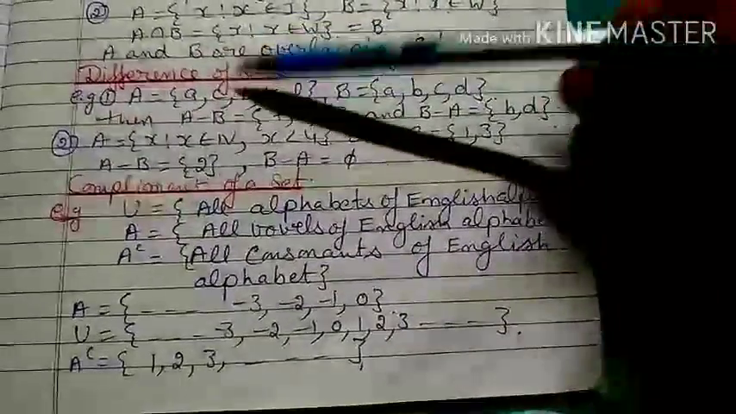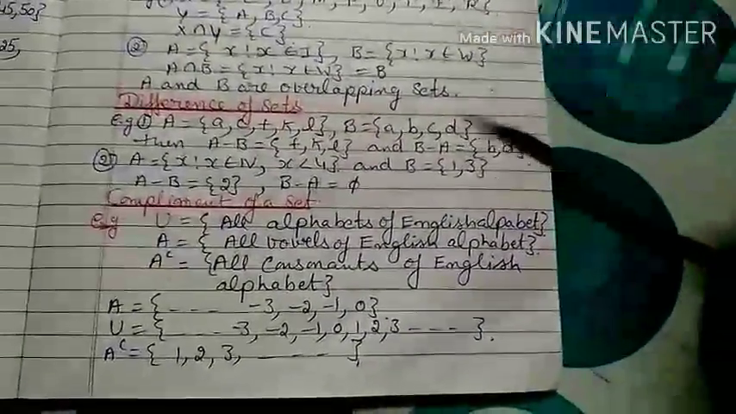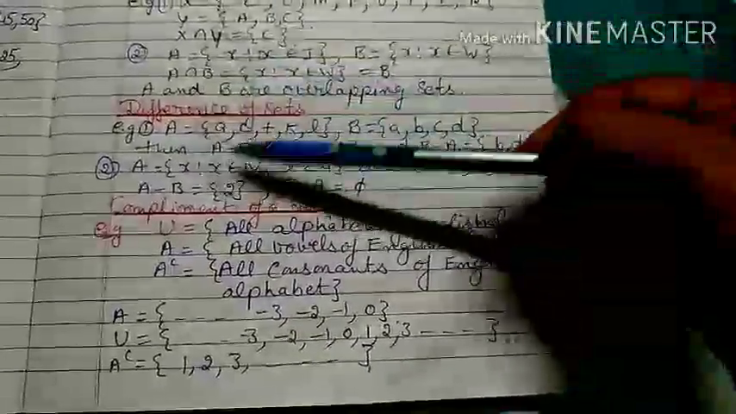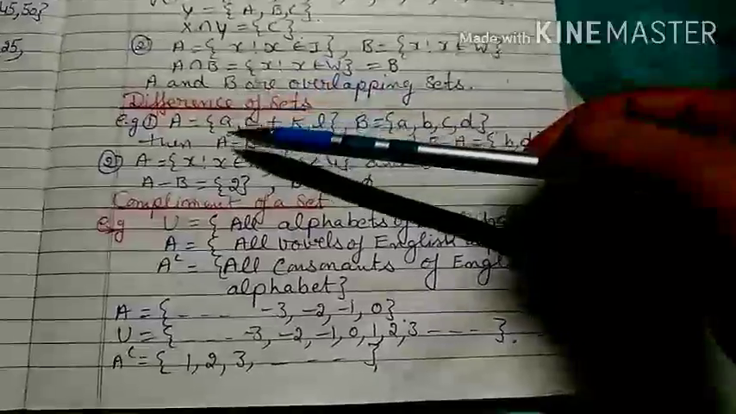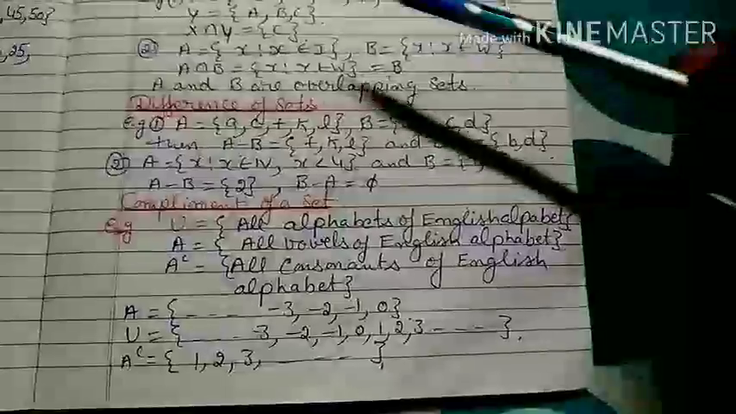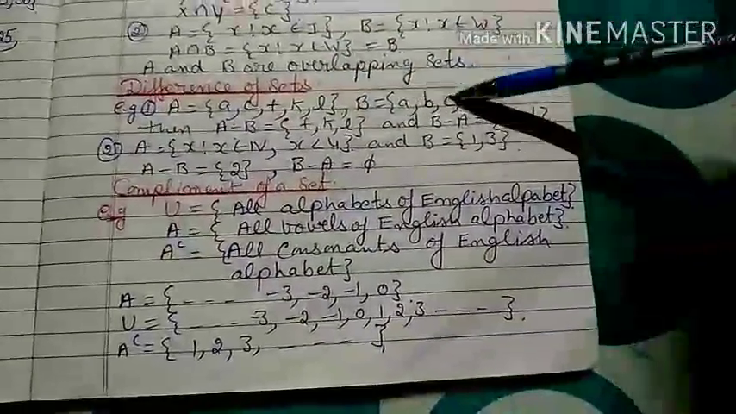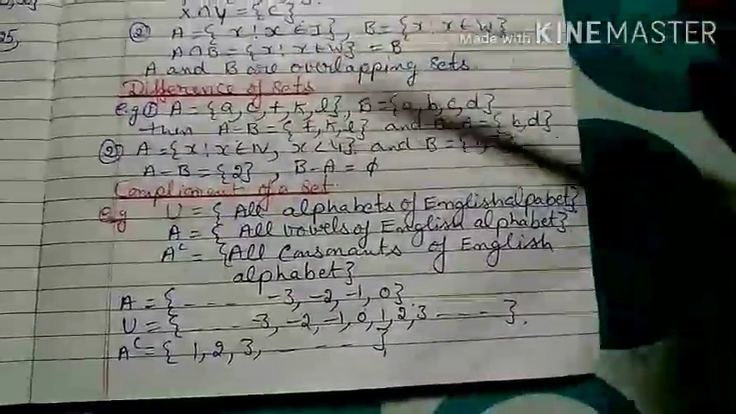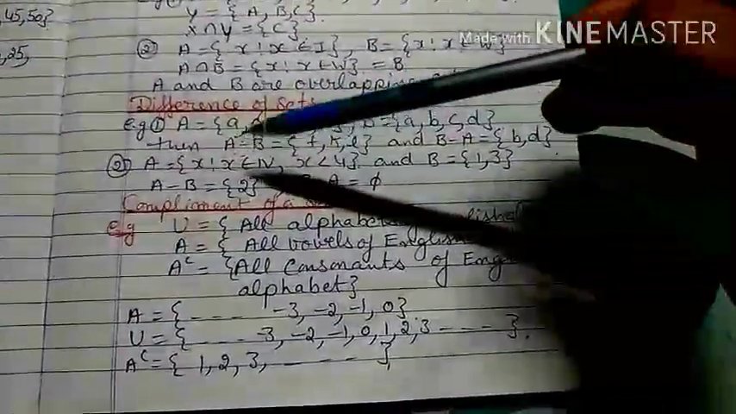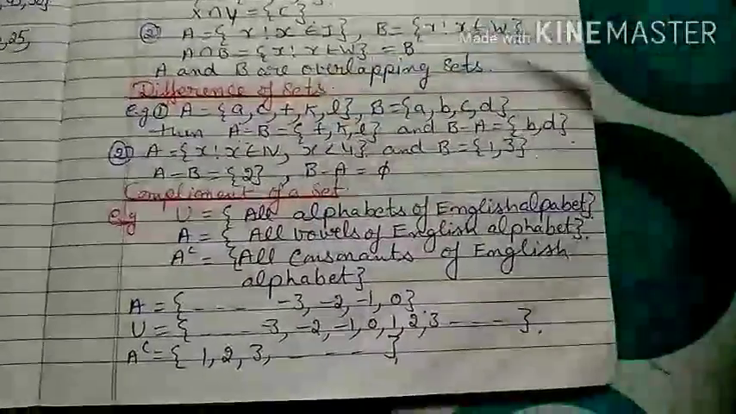If I have set A as A, C, F, K, L and set B as E, B, C, D, and the condition is A minus B, the difference of sets. What is the first set? That is A. I have to write the elements of set A but ignore the common elements between A and B. First I will find the common elements of A and B, that is C. C is present in both sets. So I concentrate only on the first set, set A, because I am going to write A minus B, ignoring the common element C, and the rest of the elements F, K, L are the part of A minus B.